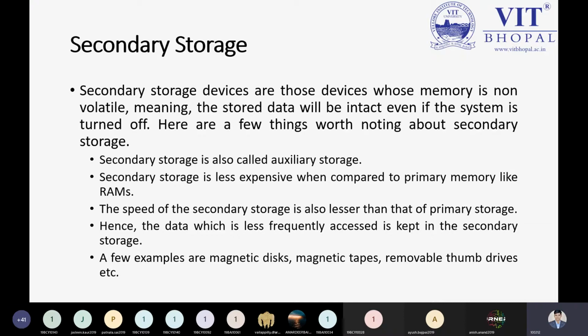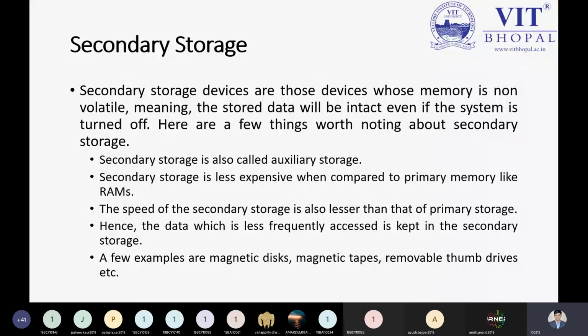Secondary memory devices are those devices whose memory is non-volatile. As we know, RAM is a volatile memory, meaning the stored data will be intact in secondary memory even if the system is turned off. And as I am speaking of primary memory, when the power goes off, the data will be lost without any doubt. That's why it is known as a volatile memory.